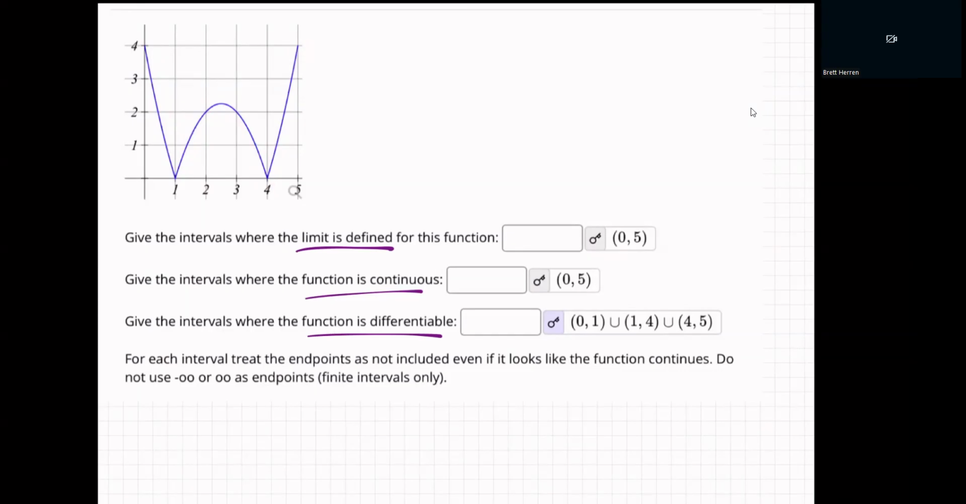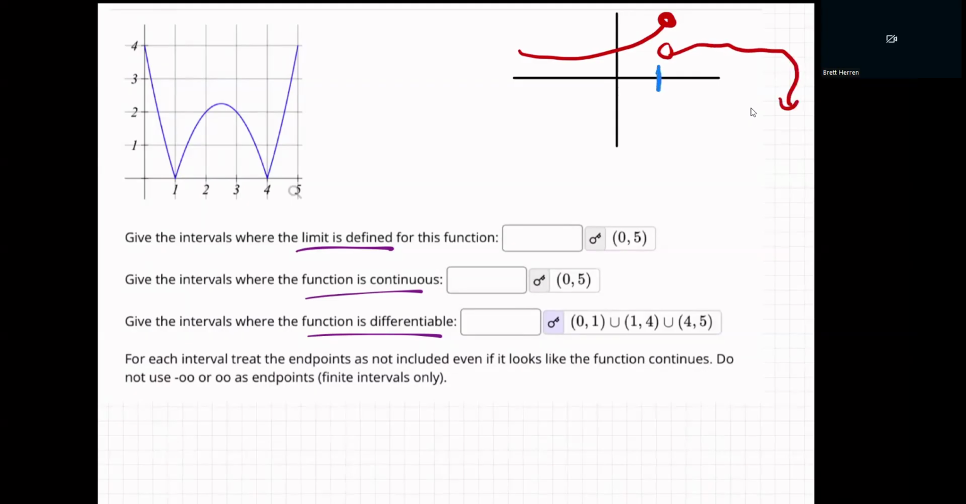So what's going on? Well, first off, what does it mean to say a limit is defined? Well, it's got to be the same from the left and the right. Let me give an example. Notice if you have a graph that goes like that and has a solid dot, and then has an open dot just below it, and then continues off, then right there the limit is not defined.